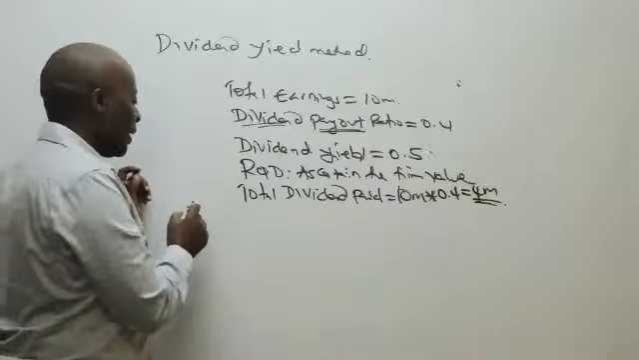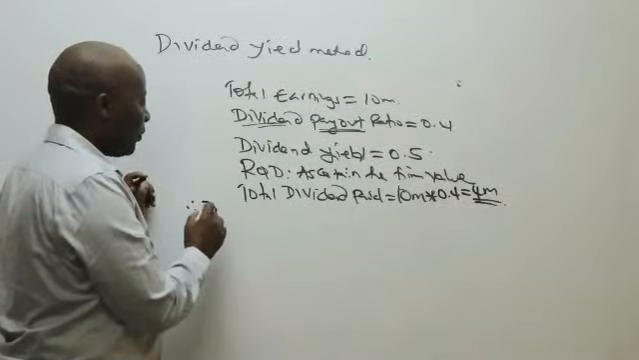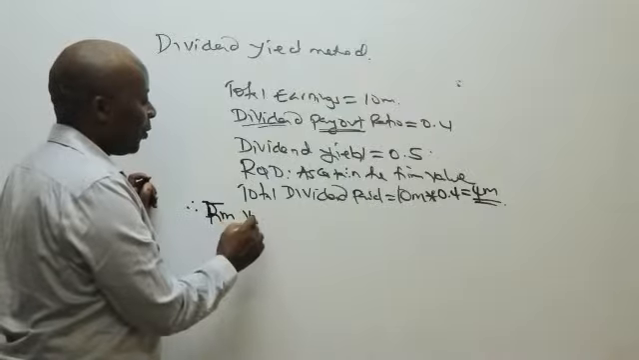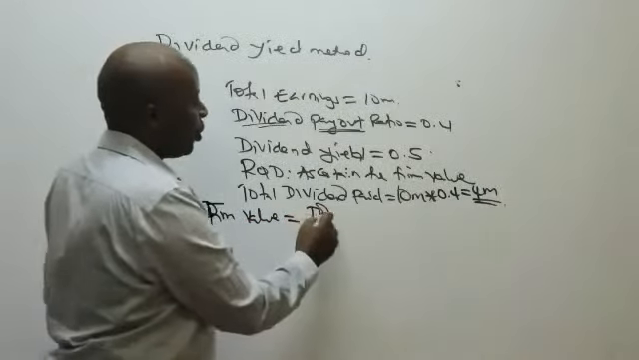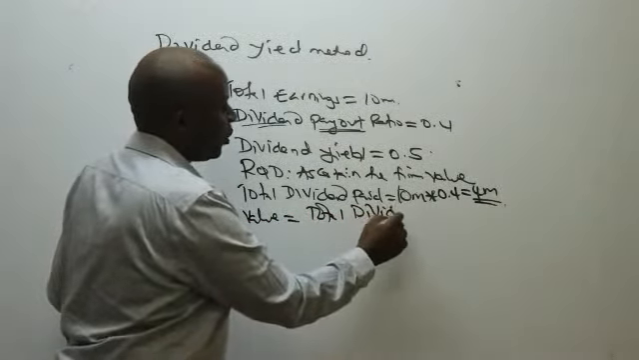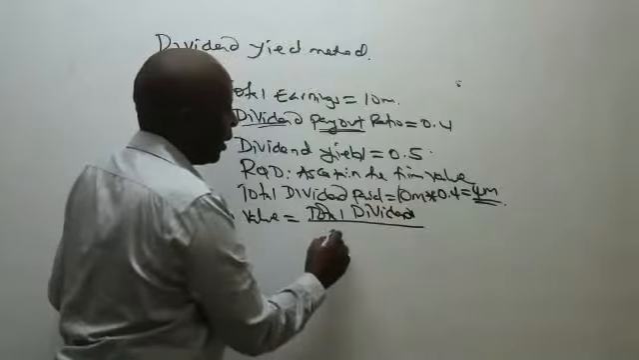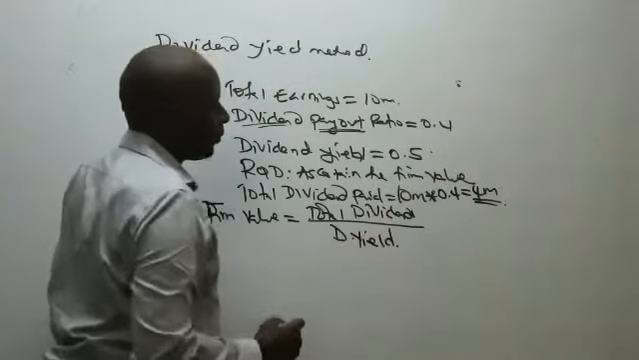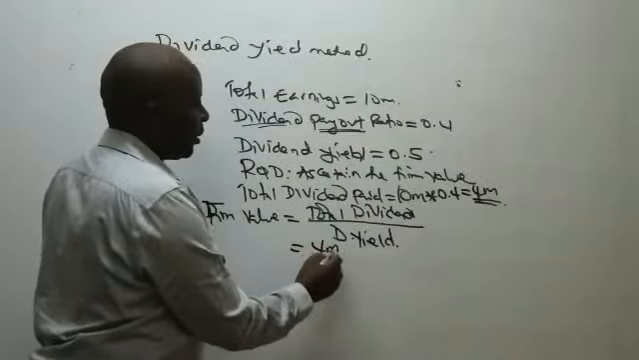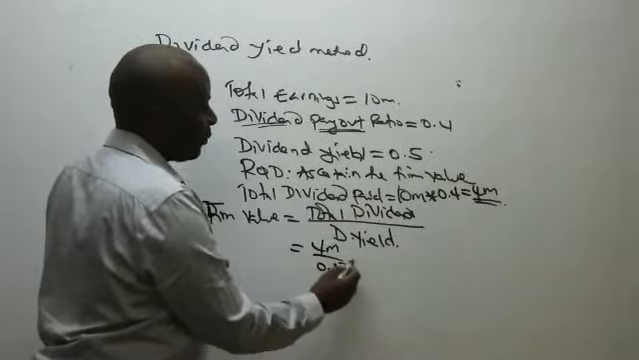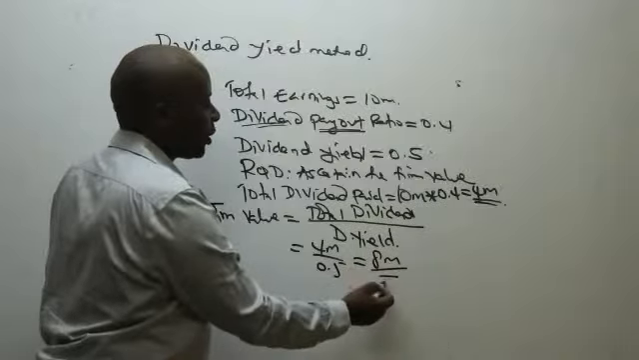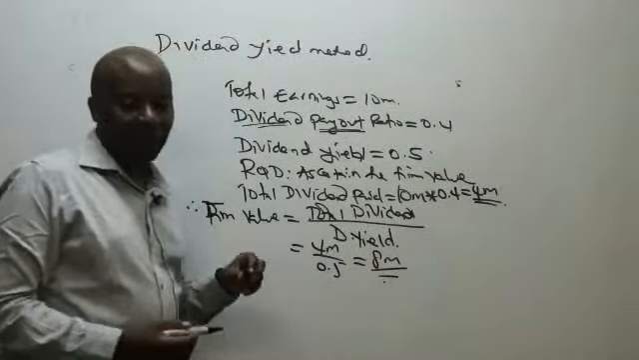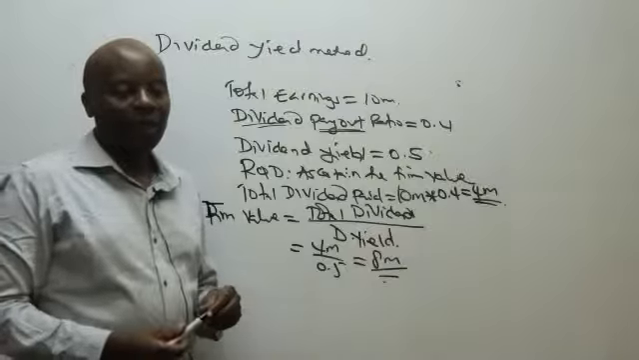In this case, the firm value will be equal to the total dividends over the dividend yield, which will be 4 million over the dividend yield of 0.5, which will end up giving us 8 million Kenya shillings.